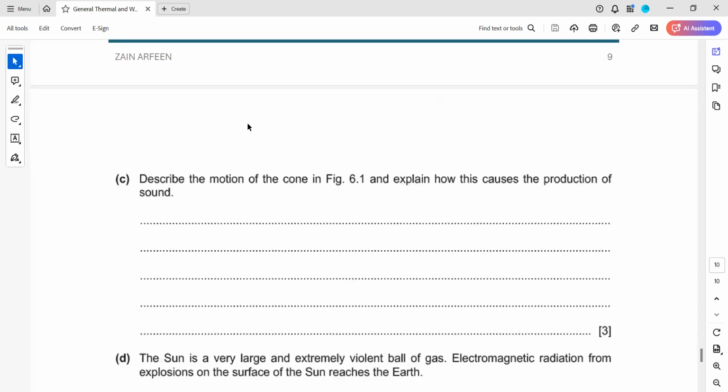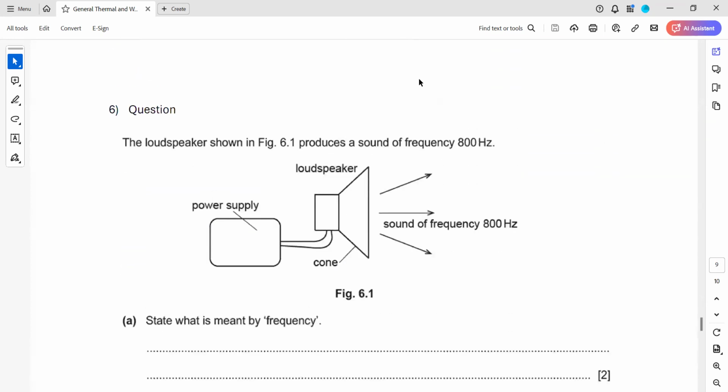Describe the motion of the cone in figure 6.1 and how this causes the production of sound waves. So how will this cone vibrate? This cone will vibrate to and fro. That's how it will move backward and forward. Right and left is also right. Backward, forward, right, left, to, fro, that's fine. And the second part: when the cone moves forward, it will produce compression, like the particles will come closer to each other. And when the cone moves backward, it will produce a rarefaction, meaning a large space between them. Because when it moves backward, the pressure on the particles will decrease. And when it moves forward, the pressure on the particles will increase.